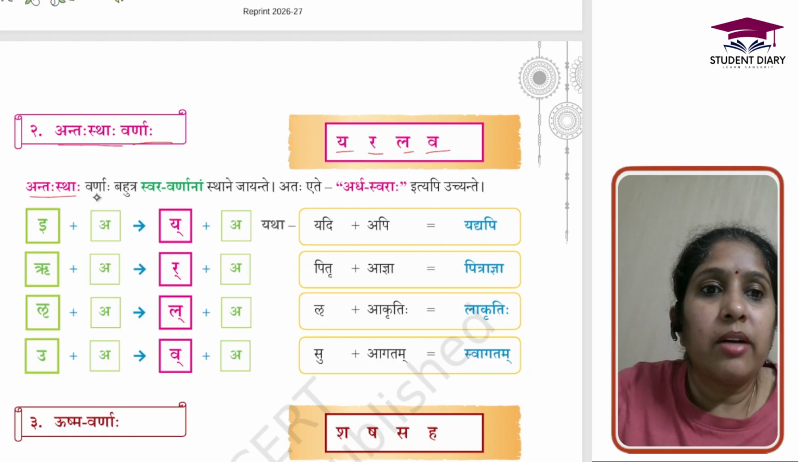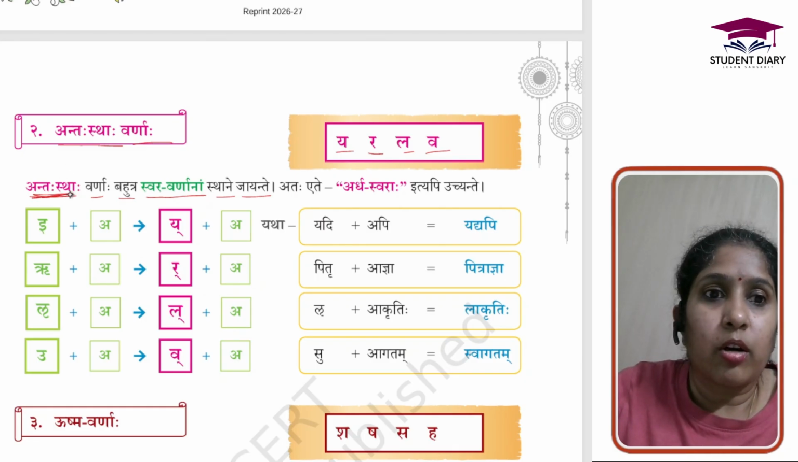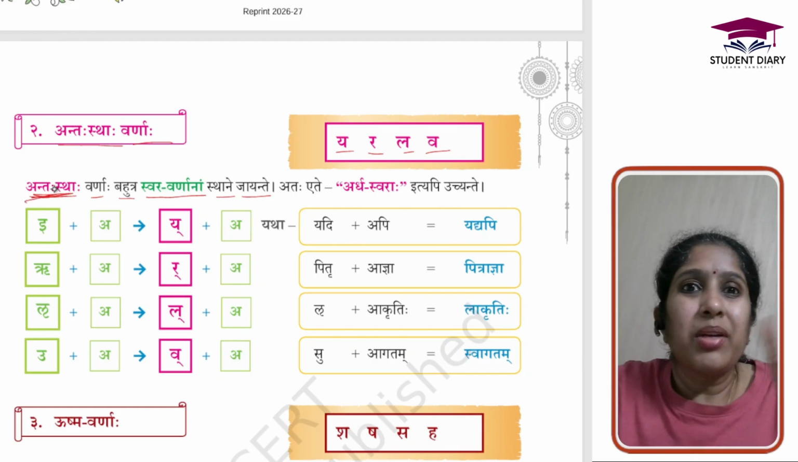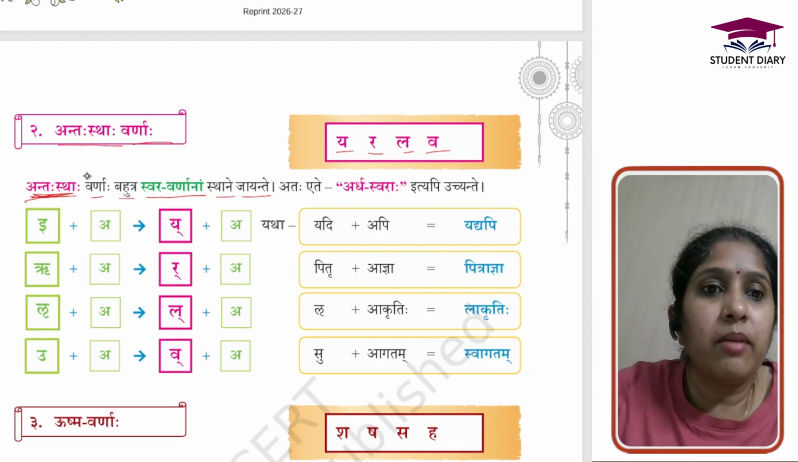Correct. So antastha varnaha bahutra sarva varnanam sthane jayante. So antastha means these words we are talking about, that's the name. Okay. Antastha means middle. Varna means letters.